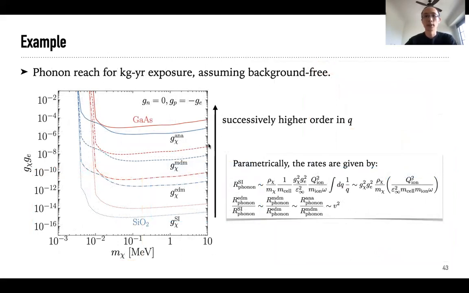So this is showing the reach that we computed, again, assuming kilogram year exposure and no background. And we see that indeed, the SI interaction we are most sensitive to because it's not suppressed by the momentum transfer or the velocity. And then for the other three models, we get successively higher order in Q. So the reach becomes weaker accordingly. And we can make a parametric estimate for the rates, but in the interest of time, I'll skip this part.